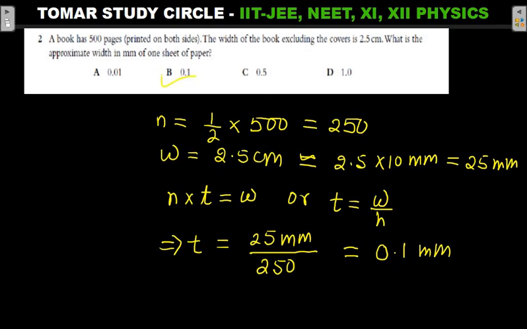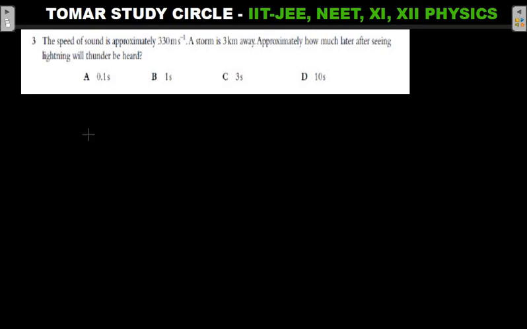The next question is here. In this question, it is given that the speed of sound is approximately 330 meters per second. A storm is 3 kilometers away. Approximately how much later, after seeing lightning, will thunder be heard? The distance D of the thunder from the hearing place is given as 3 kilometers, or we can write it as 3 into 1000 meters, that becomes 3000 meters.